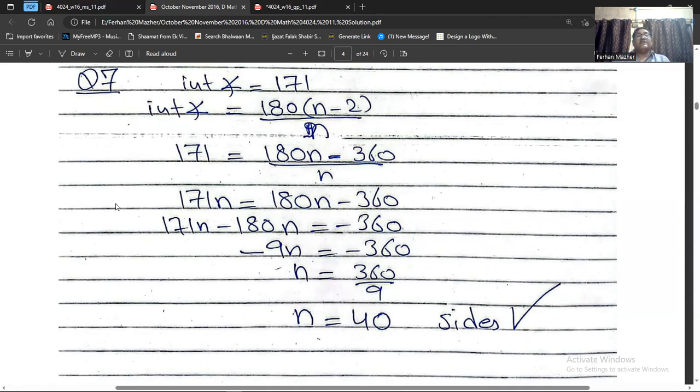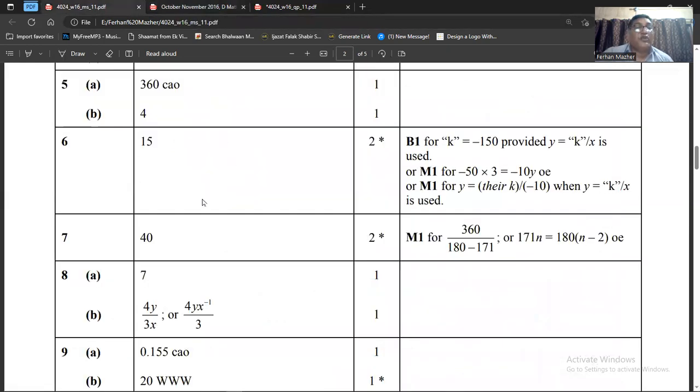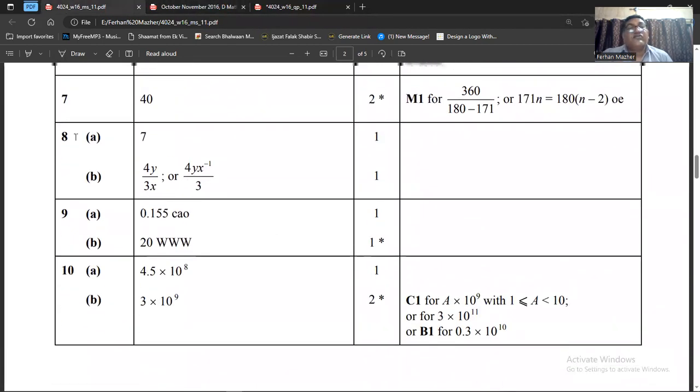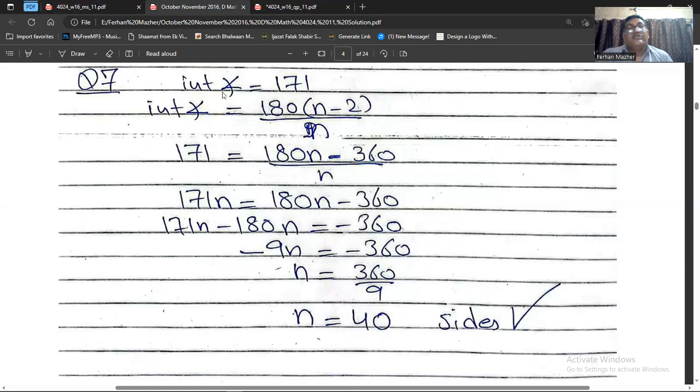Minus minus will be cancelled. So n will be equal to 360 divided by 9, and n will be equal to 40. So this polygon whose internal angle is 171 is a regular polygon, so it has 40 sides. Question number 7, our answer is right. This is the solution. I hope you can understand it.